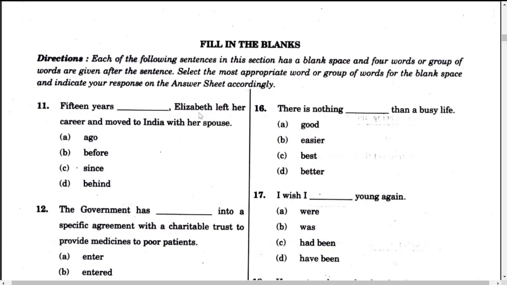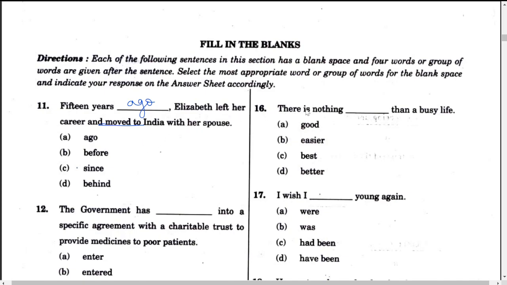15 years dash, Elizabeth left her career and moved. We are referring to the past case here. 15 years ago, before, since, behind. What can you use here? 15 years ago, Elizabeth left her career and moved to India.